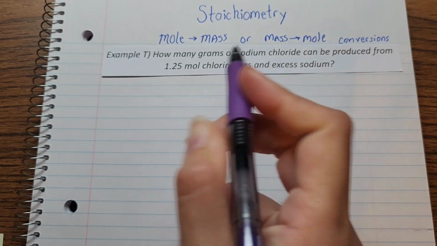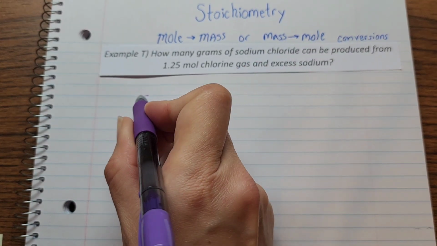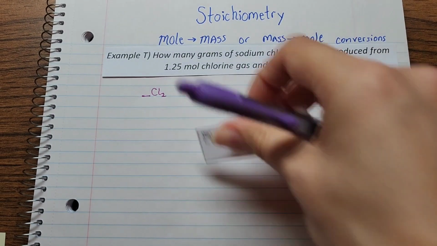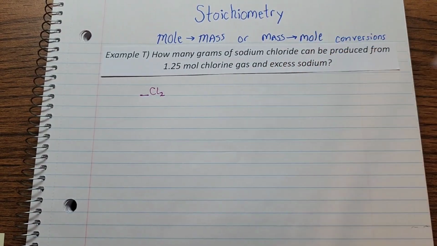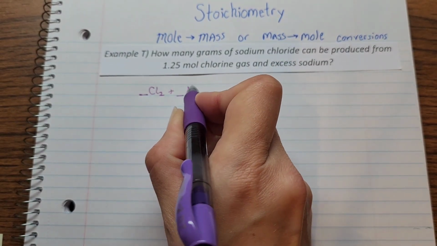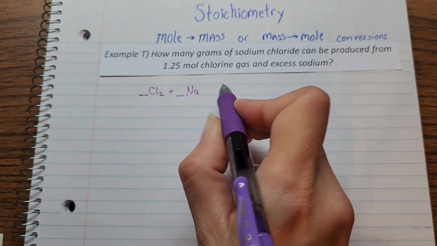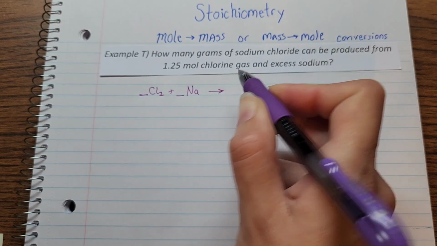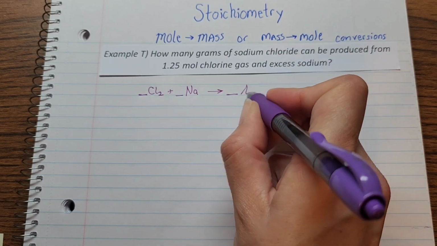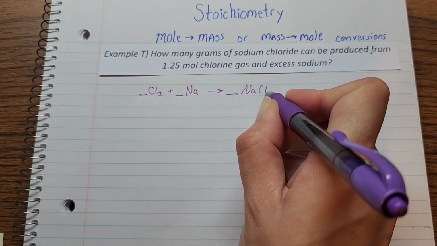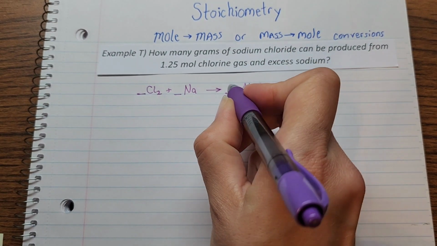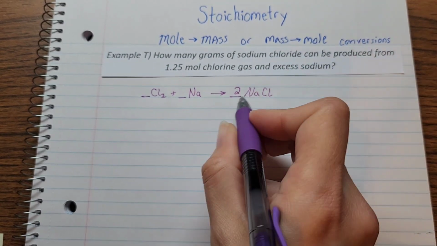Chlorine gas and sodium are the reactants. Remember that chlorine is a diatomic molecule, and sodium is not. This synthesizes sodium chloride. I have 2 chlorine atoms here. I have 1 here. I'll put a 2 as the coefficient in front of sodium chloride. And I have 2 sodium here.